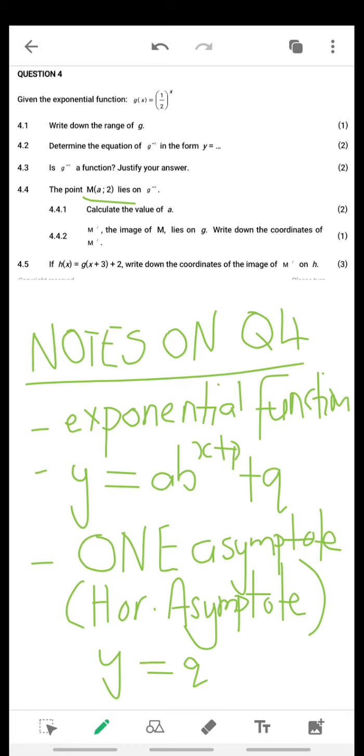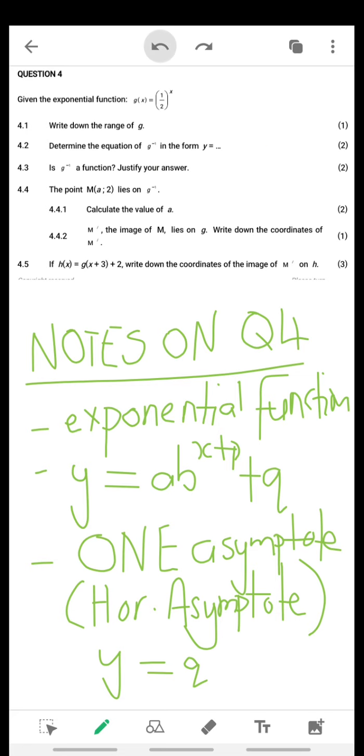What is X becomes Y, and what is Y becomes X for inverses. Okay? So calculate the value of A. So we must use the inverse. I'm going to substitute this point on the inverse where A will be X and 2 will be Y. But if I want to substitute it on G, then I must first find the inverse of that point, which will be M prime, and it will be 2 is to A. You see that? Okay, then I can substitute on G.